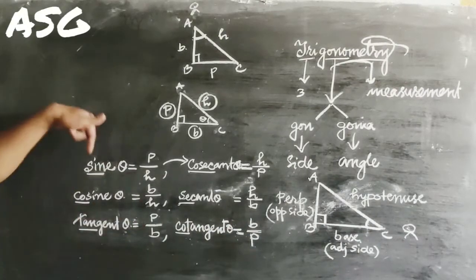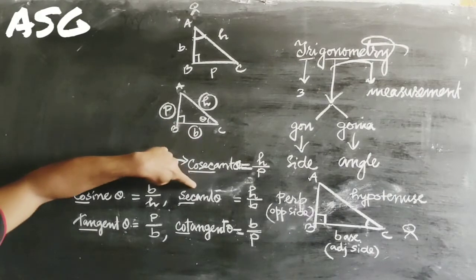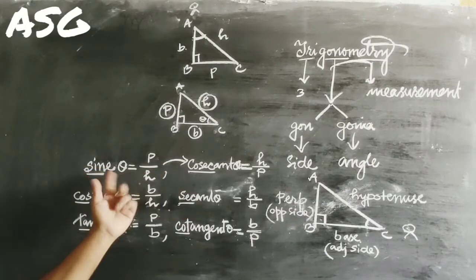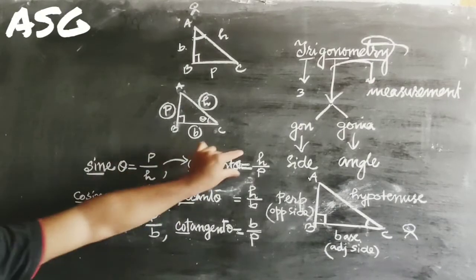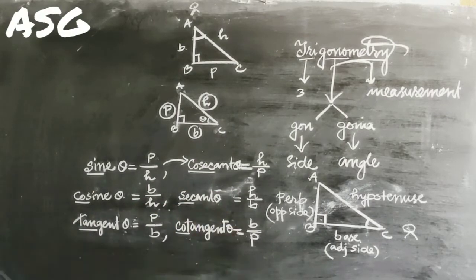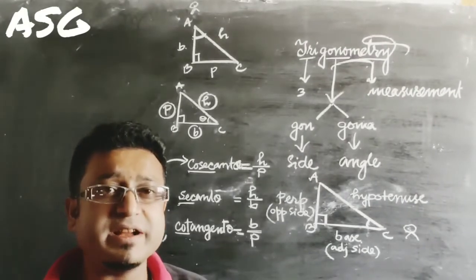So once you know sin theta, you can find cosec theta. Once you know cos theta, you can find sec theta. And if you know tan theta, you can find cot theta. And they are reciprocal in nature: p by h, h by p; b by h, h by b; p by b, b by p. With this, we have given you the basic idea about the trigonometric ratios.